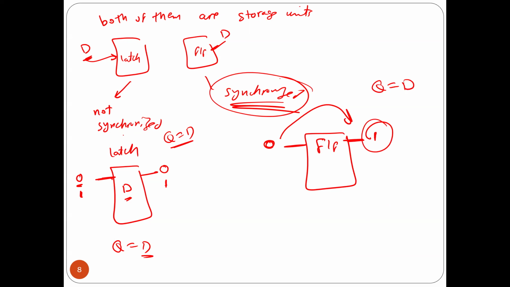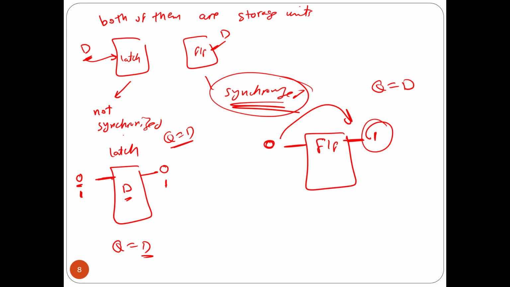So here, the main difference: when I apply 0 to the latch, I get 0 right away. When I put 1, the change will happen immediately. Here, because I need synchronization. Synchronization here means I want the change to happen not immediately. I want it to happen at specific times.